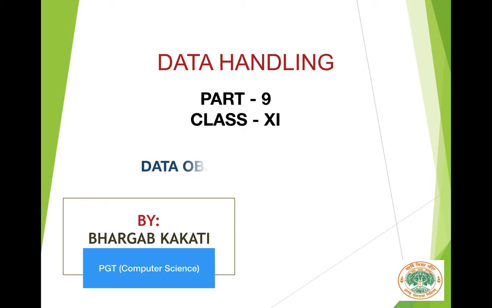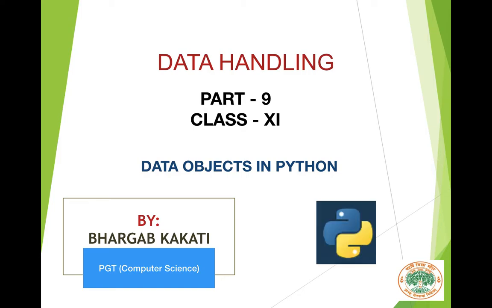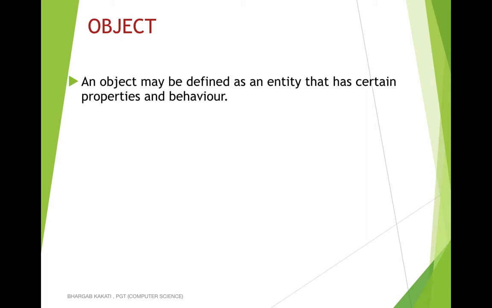So today's topic of discussion is data objects in Python. So let's begin with our topic. Now at first we need to know what is an object in Python. So an object may be defined as an entity that has certain properties and behavior. So such an entity, let's say I take an entity 4. 4 is an entity which is also called an object in Python.